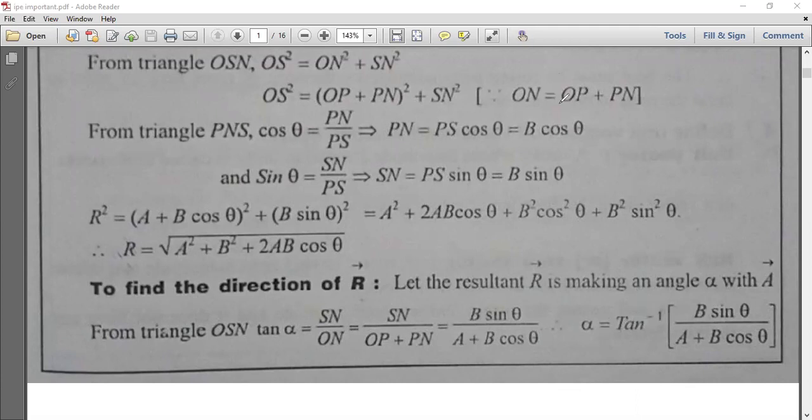Understood? This is your parallelogram law of vectors. Okay, you can take your material and you can see once. If you still have a doubt, you can call me. Okay, so let's move ahead. Next doubt.